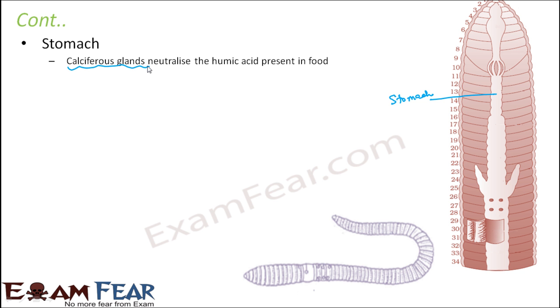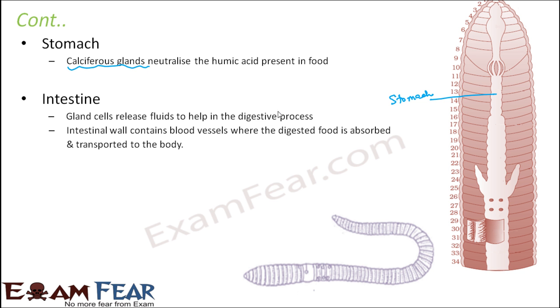Now since the earthworm eats food along with soil particles, so what happens? Soil generally contains humus. Humus is nothing but humic acid. So the food is acidic in nature. In order to neutralize that acidic nature of food, calciferous glands neutralize the same, and these calciferous glands are present in the stomach.